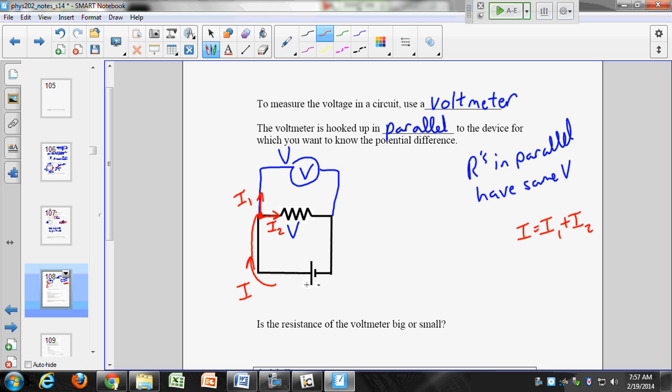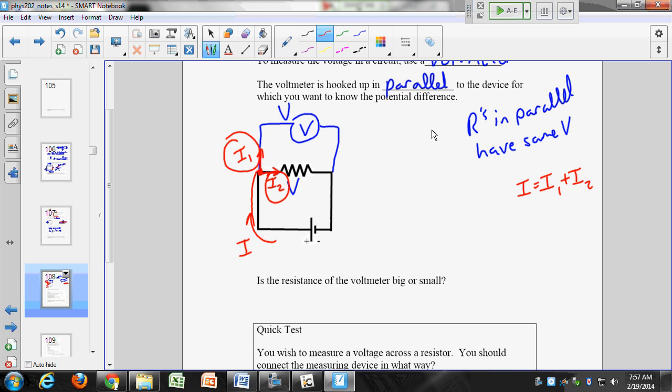Yeah. All right, so we want to minimize this current as much as possible. We want to make that as small as possible so that this current is virtually unchanged. All right, so when determining whether or not the resistance of the voltmeter is big or small, we want to make I1 as small as possible.